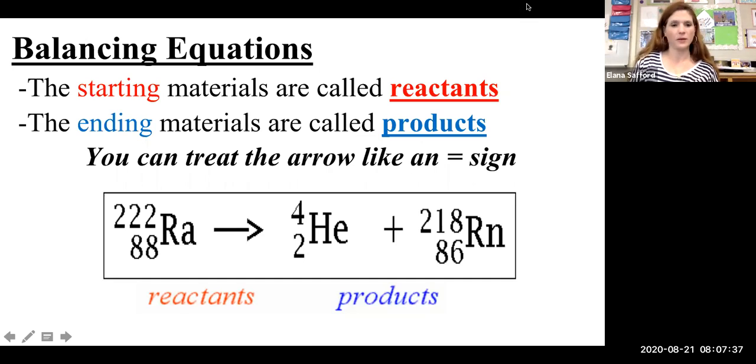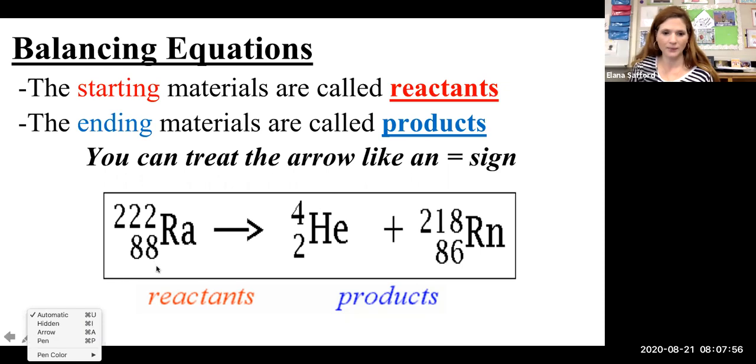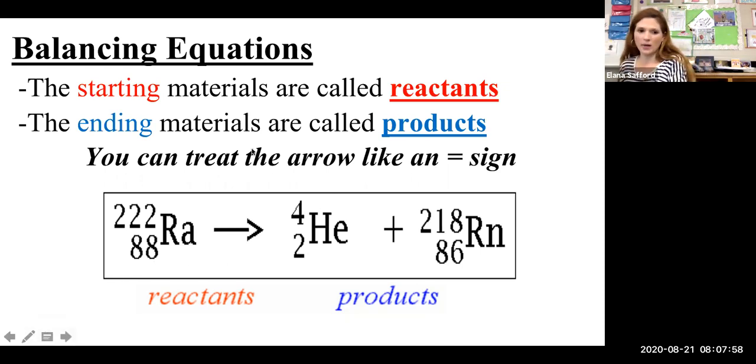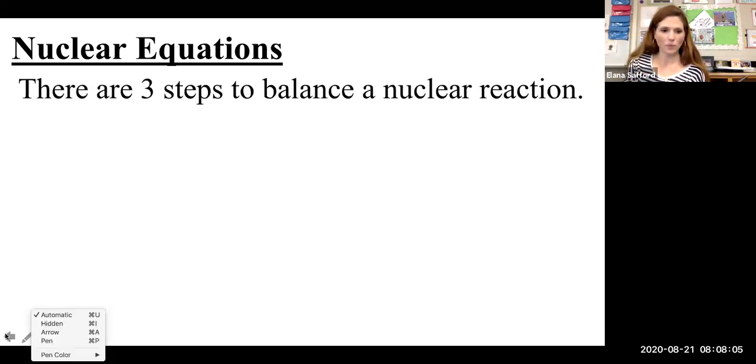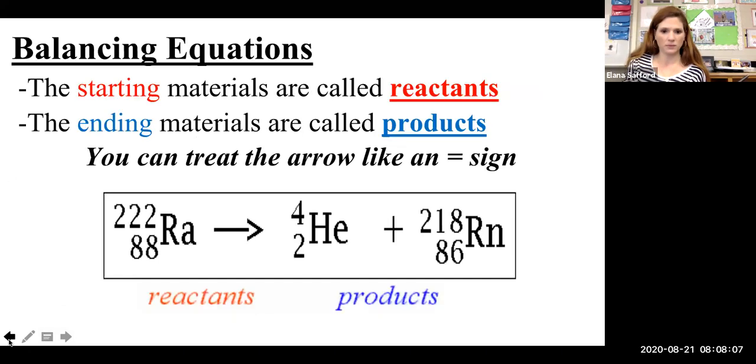So in these, when we're balancing, always, not just in alpha, beta, the starting materials are called the reactants and the ending materials are called products. So what I want everyone to do is think about treating the arrow, this arrow right here, like it's an equal sign. I know it says it's an arrow, but think of it as an equal sign.